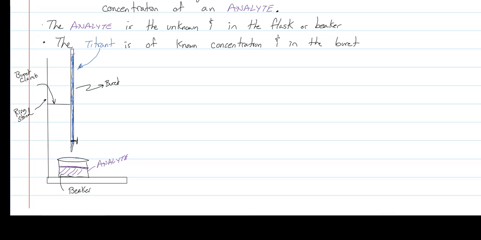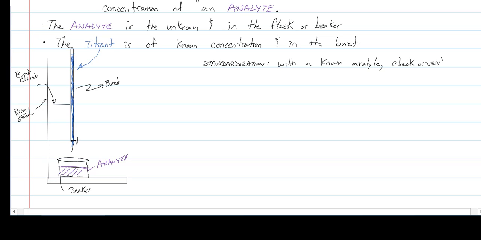Now, there's two more things that we want to define. One is standardization. This is the process in which I check the concentration of the titrant. So we're going to say with a known analyte, we check or verify the concentration of the titrant. We do that to make sure that what we made in the burette is accurate.